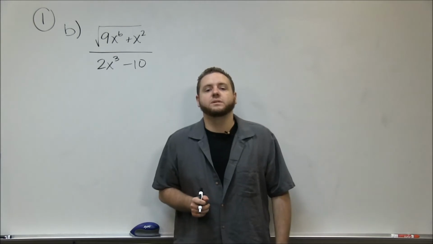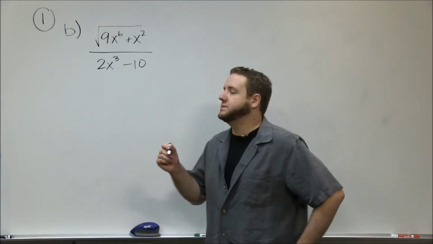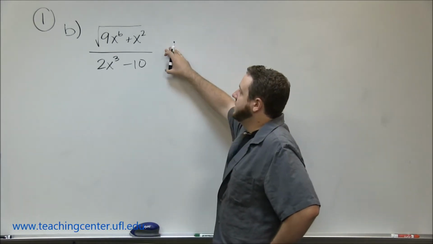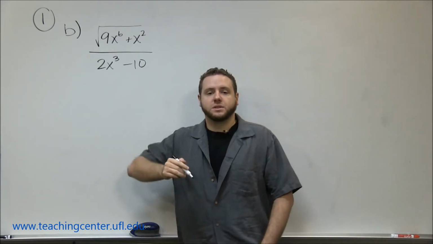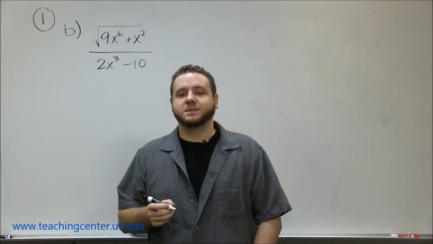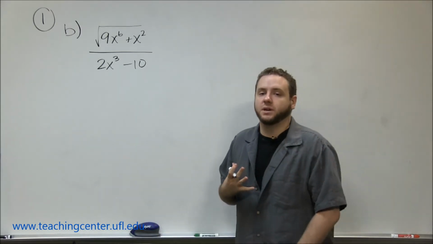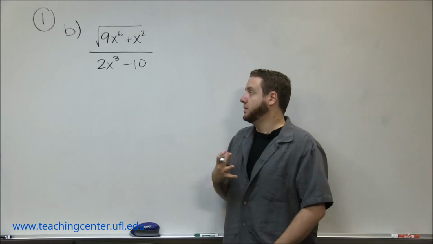In problem number 1b, we're also finding the horizontal asymptotes. Now we have a function that's a rational function, but now we have a square root in the numerator. So there's a little bit different process that we need to do for this, and these questions can be a little bit trickier than your other horizontal asymptote problems.